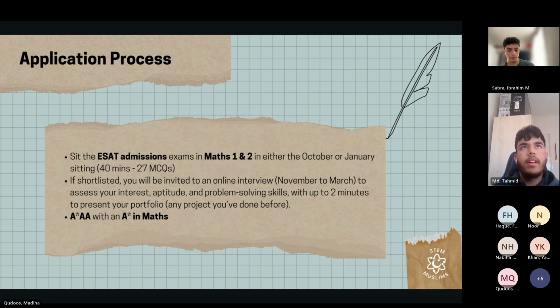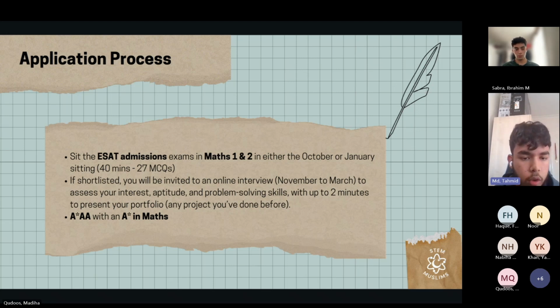So it is basically combining engineering with design thinking, and you get to learn a lot of design thinking skills all throughout your years. Yeah, so the application process is just sitting the ESAT admission exams in maths 1 and 2 in either October or January, and these are just 27 multiple choice questions that you get 40 minutes to sit. My advice for that is to just revise for those thoroughly right before the exams.